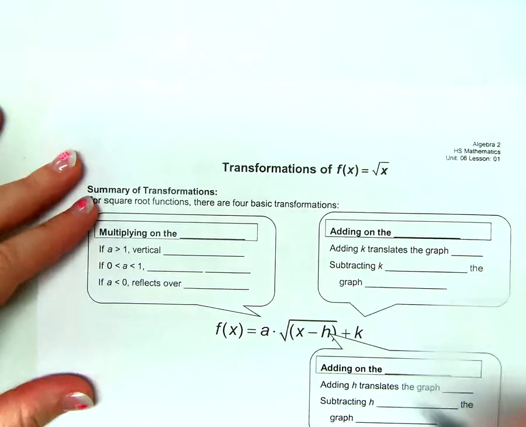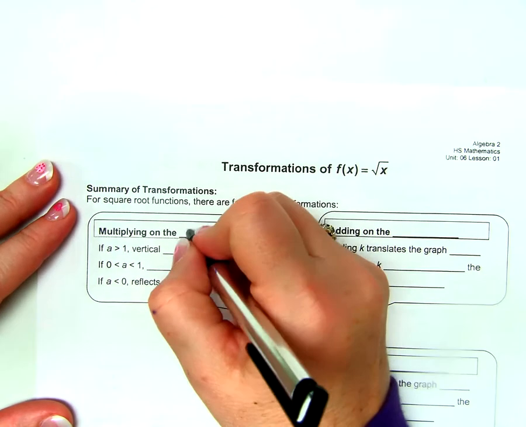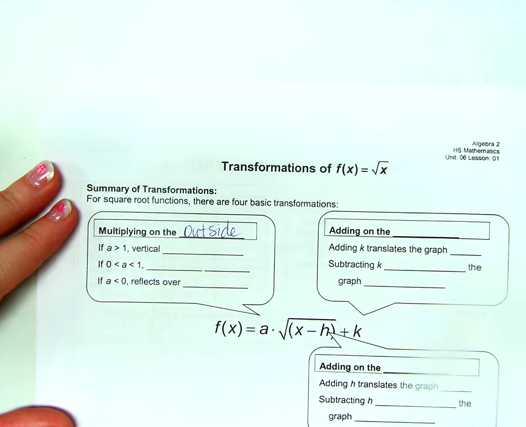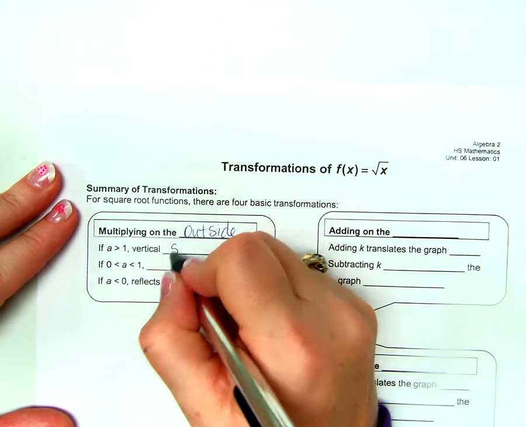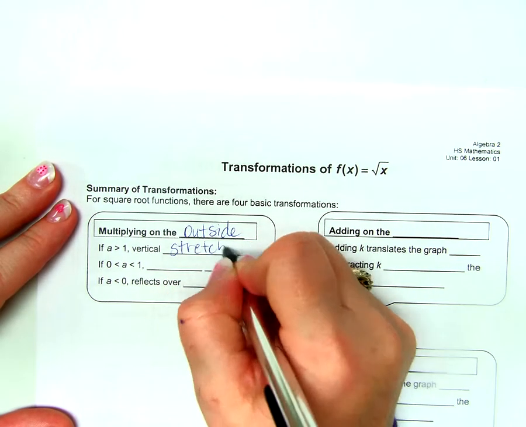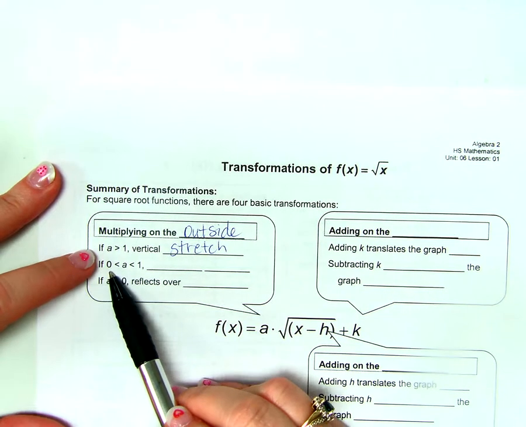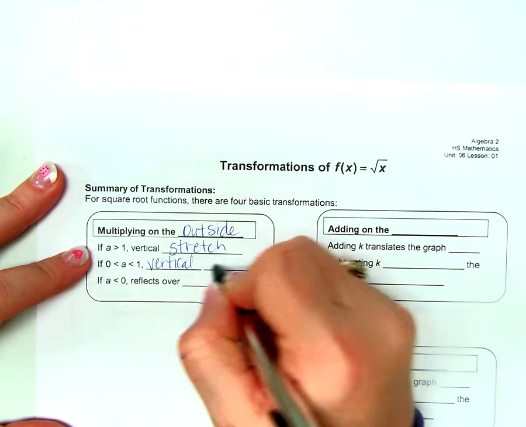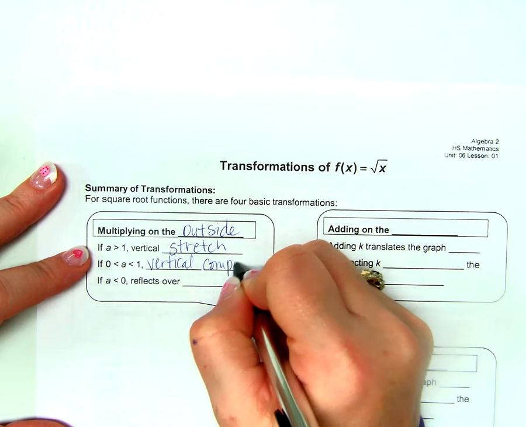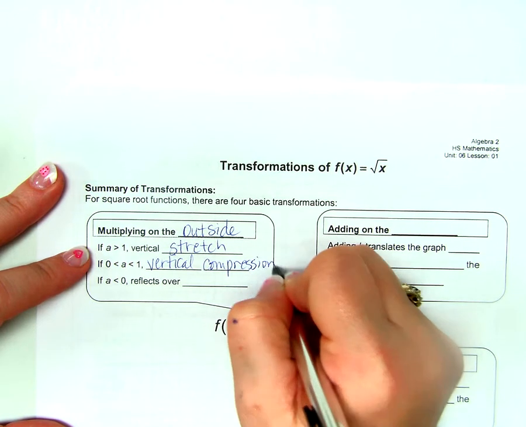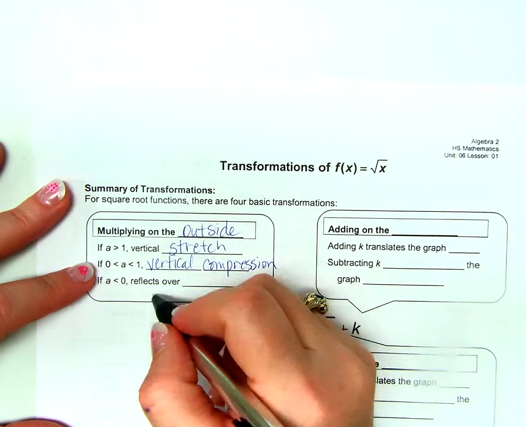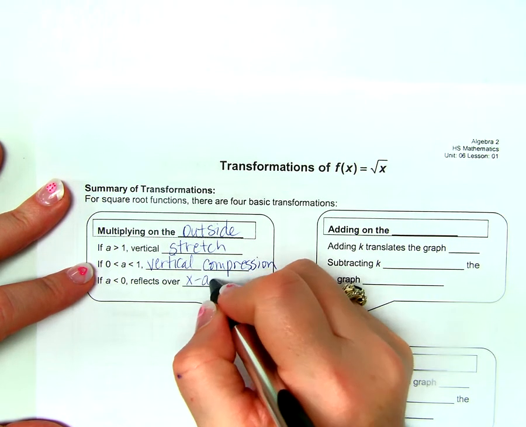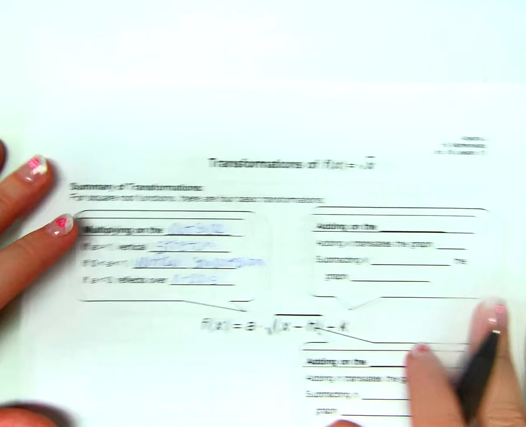Okay? So if we're multiplying something on the outside, if a is greater than 1, we have a vertical stretch. If a is between 0 and 1, we have a vertical compression. If a is less than 0, that's going to cause a reflection. We have to remember that it's causing a reflection over the x-axis.